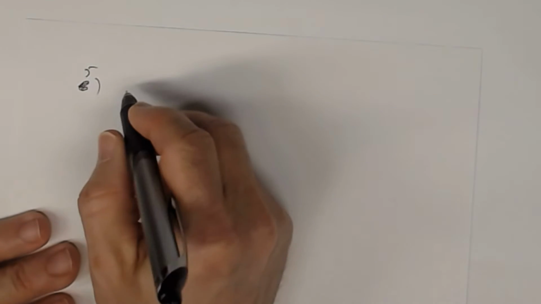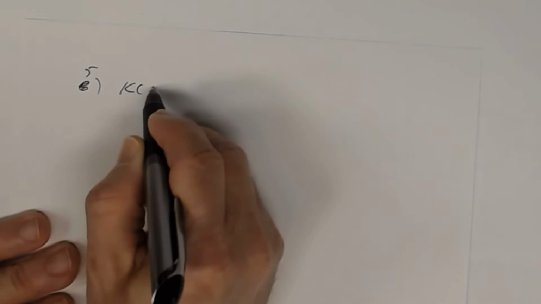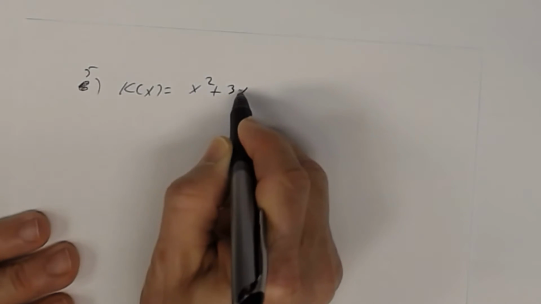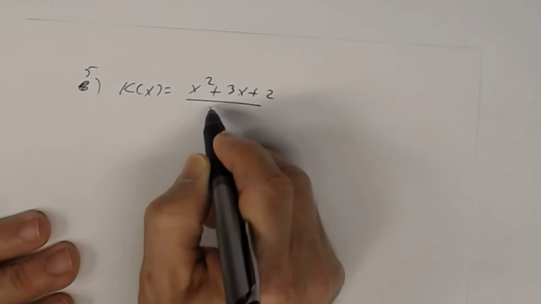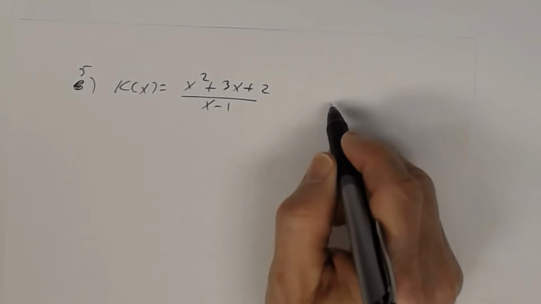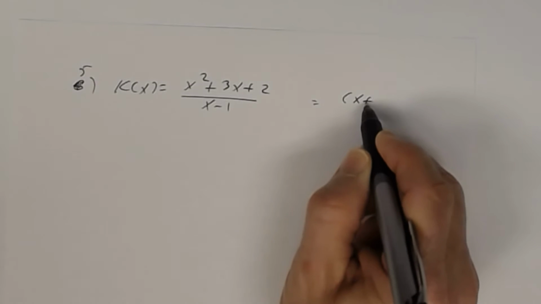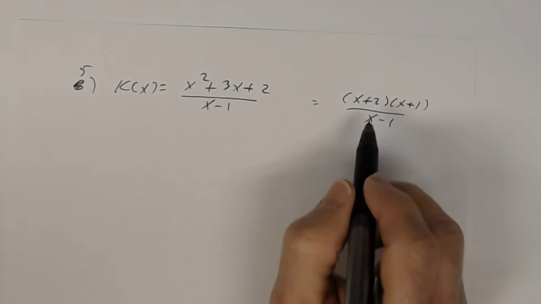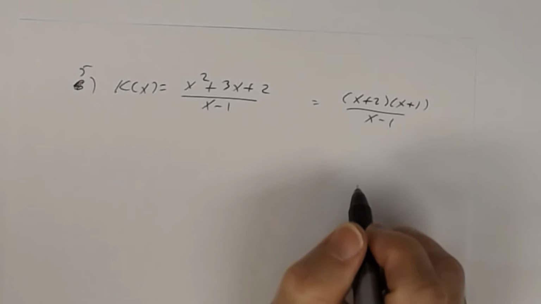Let's look at number 5. It's a very simple process, not difficult at all. Number 5, we have k of x is equal to x squared plus 3x plus 2 divided by x minus 1. Now, this is factorable, so if you factor this, you'll get x plus 2 times x plus 1 divided by x minus 1. But no factors can be reduced.